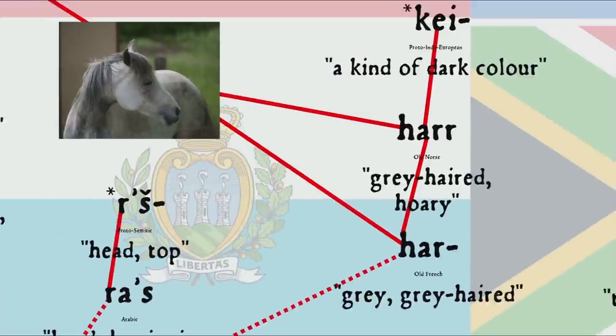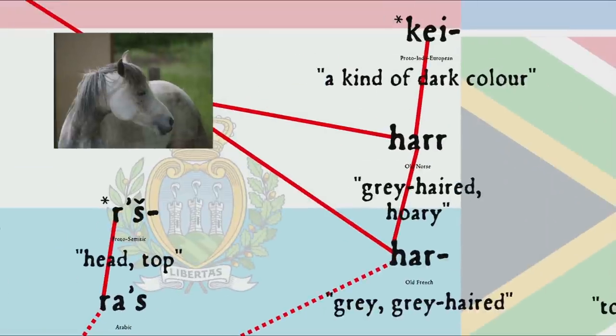Another intriguing horsey possibility is that haras is from Old French har, grey, grey-haired, from Old Norse hárr, grey-haired, hoary, in reference to the greying of stud horses with age. This can be traced back ultimately to the PIE root ker, referring to various adjectives of colour, generally dark colours like grey or brown, and is also the source of the English words hoar and hoary.